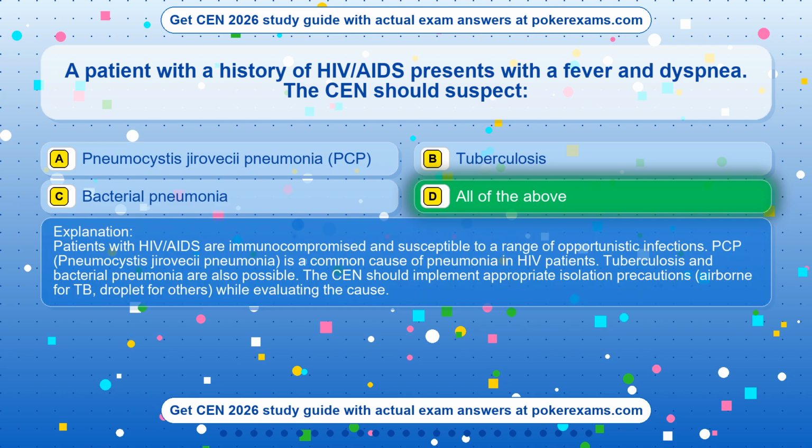Patients with HIV/AIDS are immunocompromised and susceptible to a range of opportunistic infections. PCP, Pneumocystis jirovecii pneumonia, is a common cause of pneumonia in HIV patients. Tuberculosis and bacterial pneumonia are also possible. The CEN should implement appropriate isolation precautions, airborne for TB, droplet for others, while evaluating the cause.